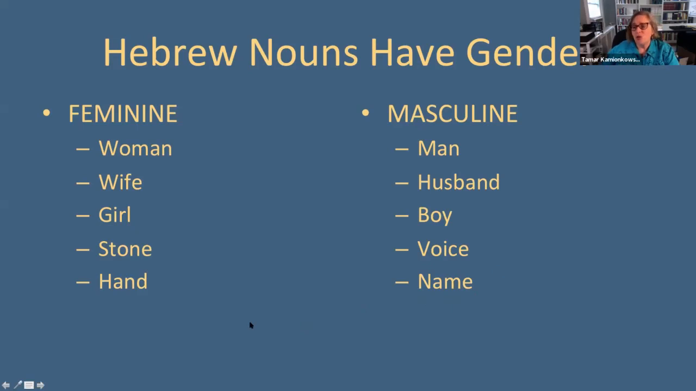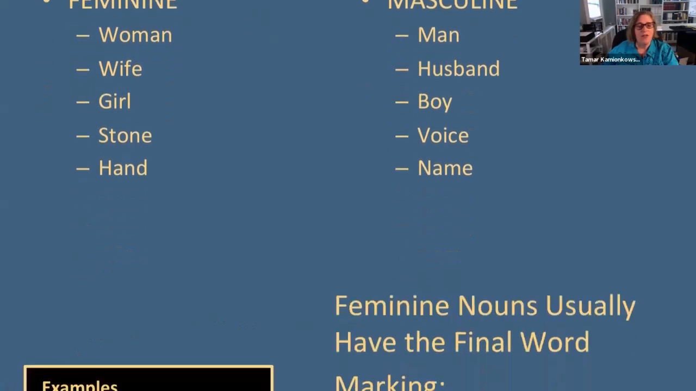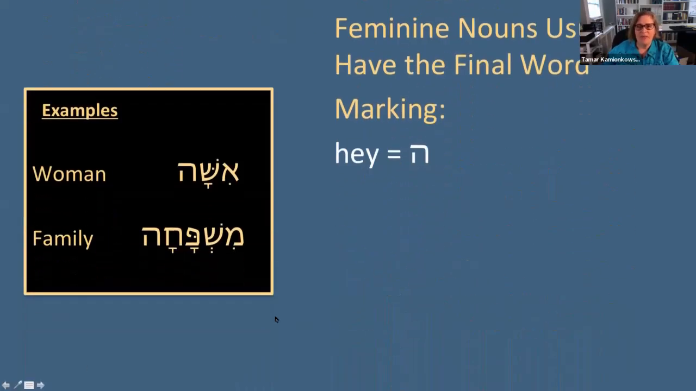Now, the majority of nouns are assigned to the masculine. So I want to focus on the feminine, because you can usually assume that if something doesn't fall into the feminine category, it's a masculine noun. So how do we identify nouns that are feminine in grammar? It's usually because the letter hey ends the word. So the word isha, meaning woman, ends with a hey.